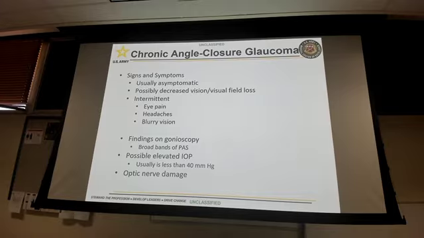All right. Usually these patients are asymptomatic. Maybe a little bit of decreased vision and visual field loss, some intermittent eye pain, headaches, and blurred vision. We'll see this on gonioscopy, which is the test that the next slide will show. Broad bands of anterior synechia going on, maybe some elevated pressure. It's usually less than 40. So remember your acute angle, it was like 60 to 80. This one is elevated, but just not as much. And then you're going to see optic nerve damage.